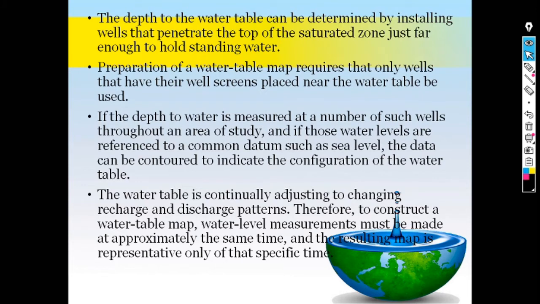Depth to water table can be determined by installing wells that penetrate the top of the saturated zone just far enough to hold standing water. Preparation of a water table map requires that only wells that have their well screens placed near the water table be used. If the depth to water is measured at a number of such wells throughout an area of study, and those water levels are referred to a common datum such as sea level, the data can be contoured to indicate the configuration of the water table.